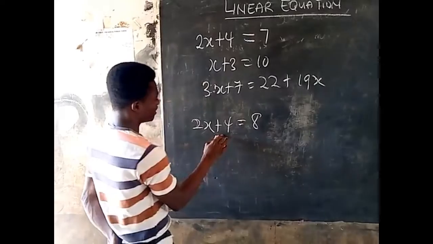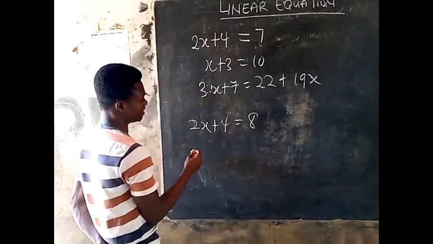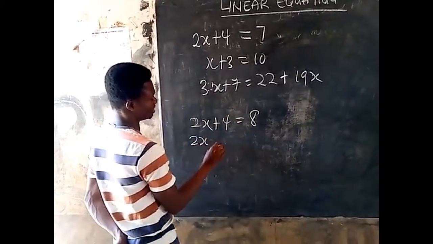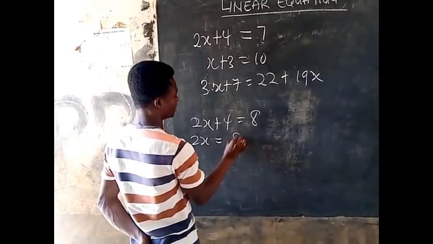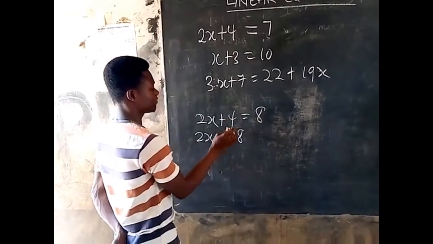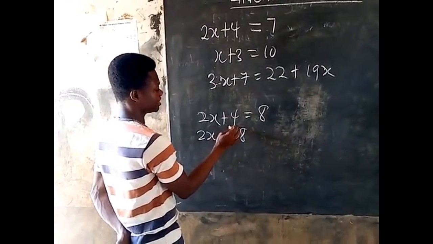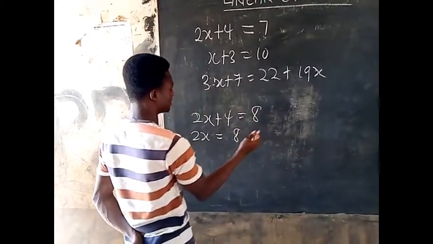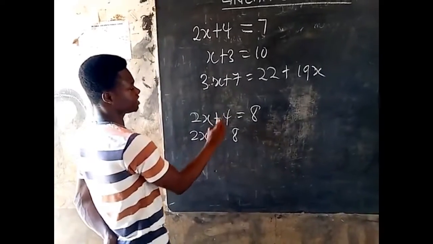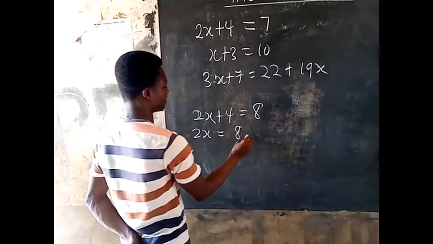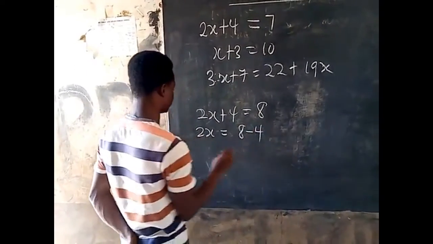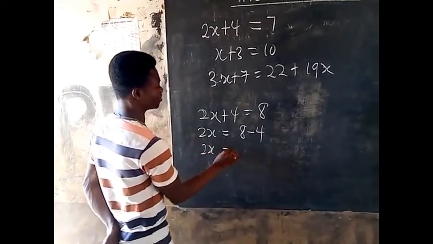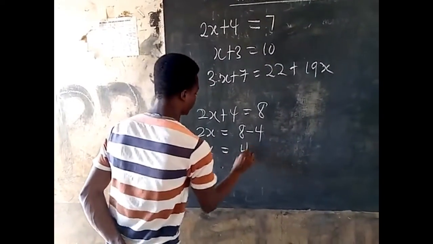So we need to group like terms. We maintain our 2x here, and then we write our 8 here. 4 is a whole number without any letter attached to it, so we move it to where the 8 is, and because it's a positive number, when it crosses the equal sign it becomes negative, so we get minus 4 here. 2x is now equal to 8 minus 4, which gives us 4.